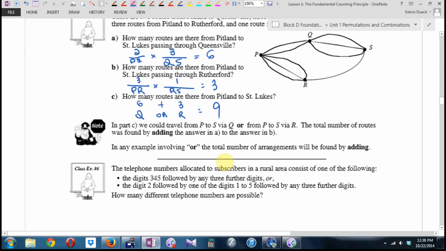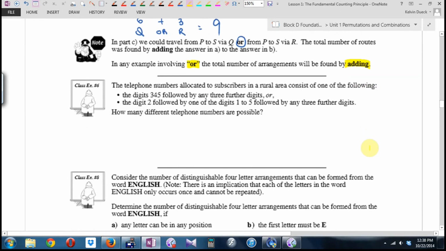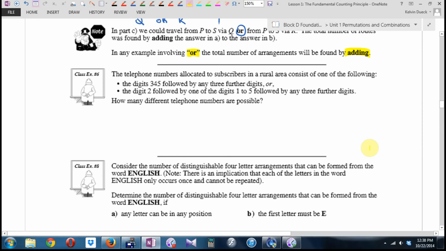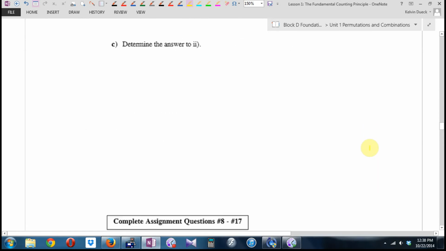So it says here, in part C, we could travel from P to S via Q. Here's the key word, or from P to S via R. And or means add. Or means add. A few more and we're done.